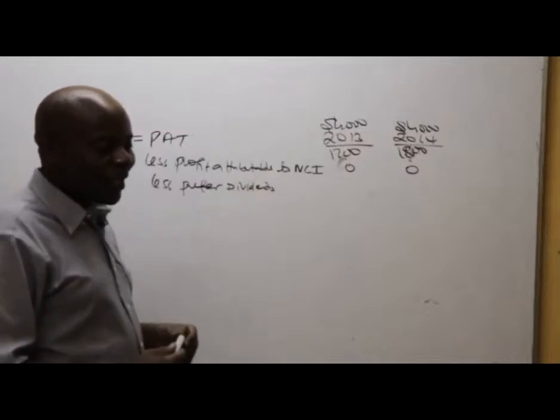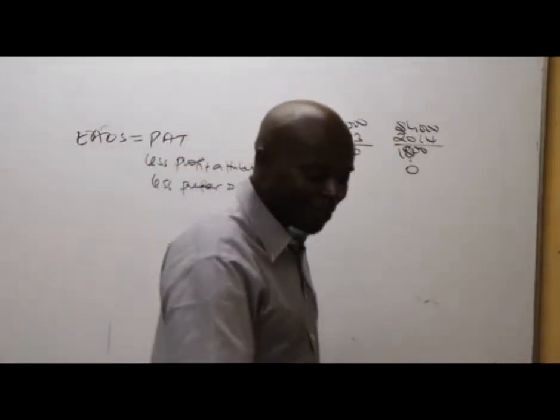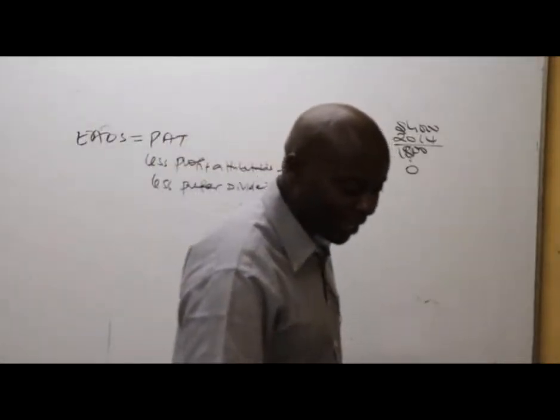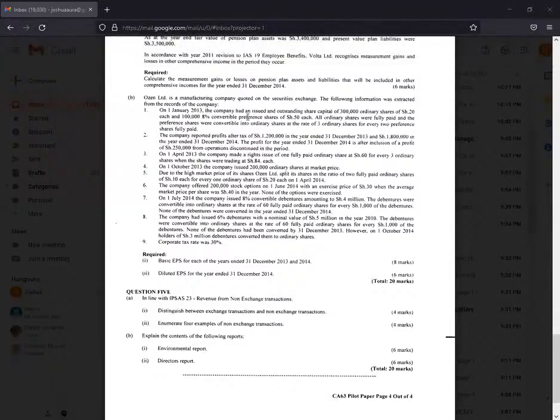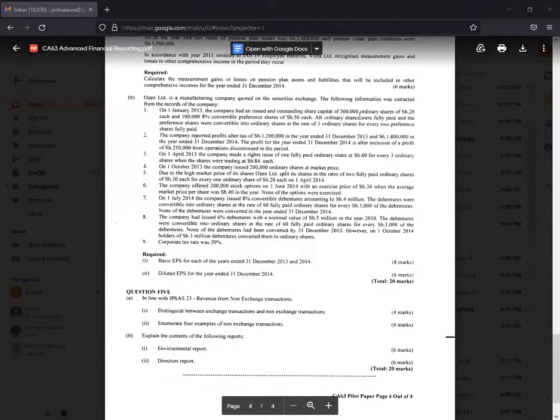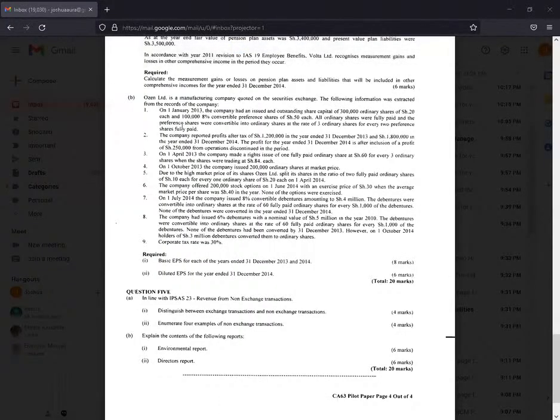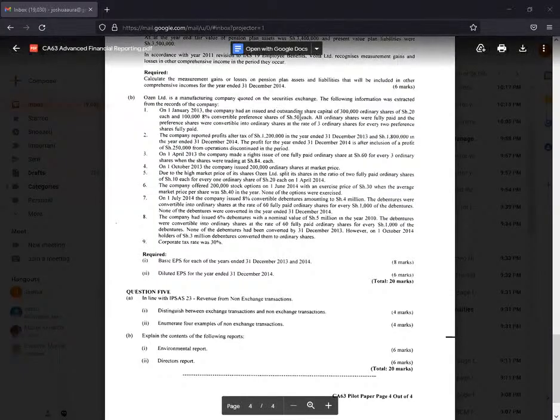Yes. So could you then kindly give me the preference dividends? Preference dividends, what do we have? There is a place they gave us preference dividends here on 1st January 2013. The company had an issued and outstanding share capital of 300,000 ordinary shares of shillings 20 each and 100,000 8% convertible preference shares of shillings 50 each.